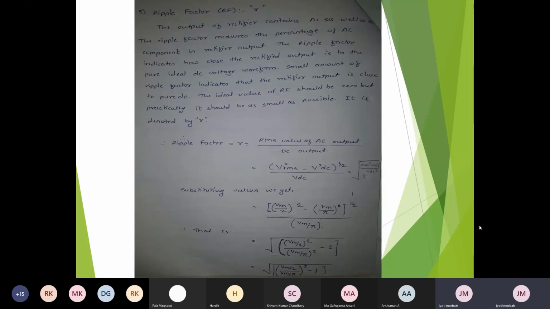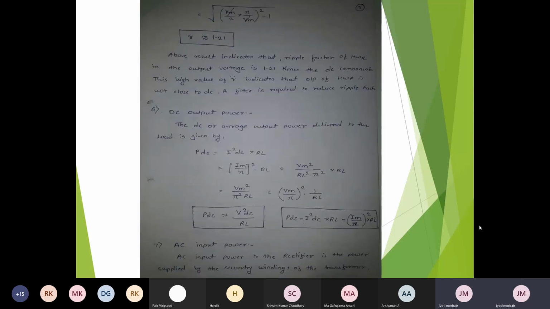So यहाँ इक्वेशन में इसको डालना VRMS स्क्वायर माइनस VDC स्क्वायर रेज टू हाफ, बिकॉज दिस इज अ रूट मीन स्क्वायर अपॉन VDC. VRMS का इक्वेशन है VM/2, उसको स्क्वायर किया. VDC का इक्वेशन है VM/π, उसको स्क्वायर किया. देन इट इज 1/2. डिनोमिनेटर VDC इज इक्वल टू VM/π. उसको सॉल्व करके प्रॉपर उसका अरेंजमेंट करके द रिपल फैक्टर फॉर half wave rectifier we are getting R is equal to 1.21.